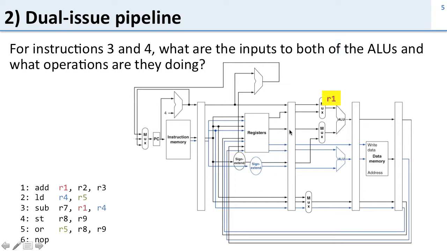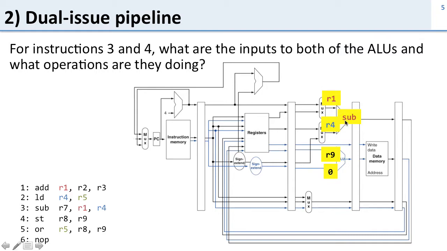So in this case, the first ALU is going to do the subtraction. So its inputs are going to be R1 and R4, and it's going to do a subtraction. The second ALU is going to do the store. It's going to store to address R9 plus an offset of 0. So remember, store is an I-type instruction, so it has a constant. The constant isn't written in here, but it's going to take the constant from the sign extension into the ALU.